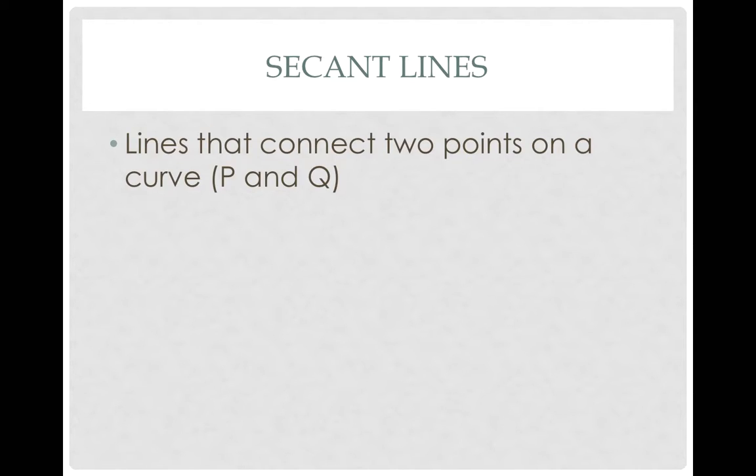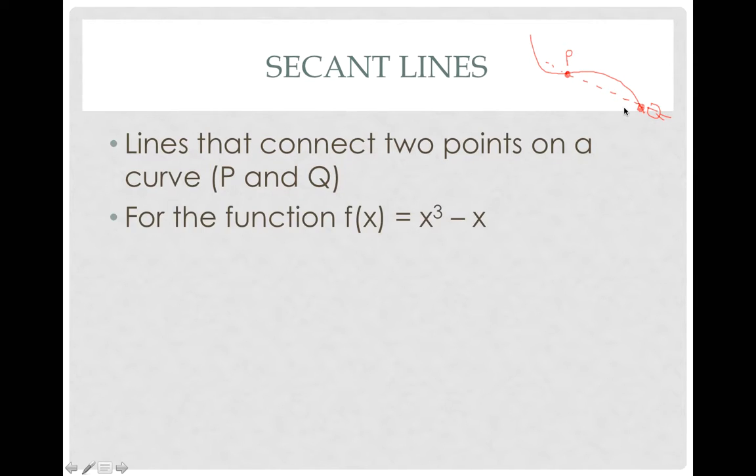So first thing we're going to do is look at a thing called a secant line. A secant line is essentially a line that connects 2 points on a curve, a curve being any kind of line. So if I was to give you some sort of line that looks like this, I could find the slope between P and Q here. This is a secant line, the line between P and Q. And we could find the slope of that line.